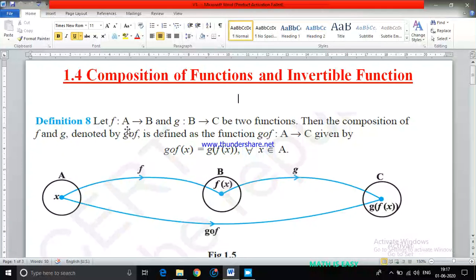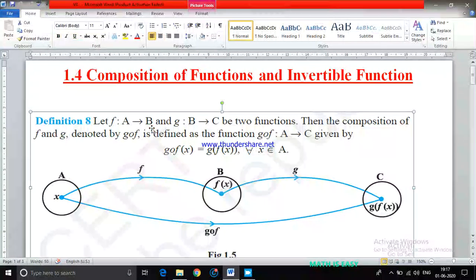Okay, so the domain is A and the codomain or range is B. And g is a function from B to C. There are two functions, one from A to B and another from B to C. If you observe here, the range of the first function is the same as the domain of the second function. So this is B and this is also B. Okay, so f is a function from A to B and g is a function from B to C. Then the composition of f and g is denoted by gof.